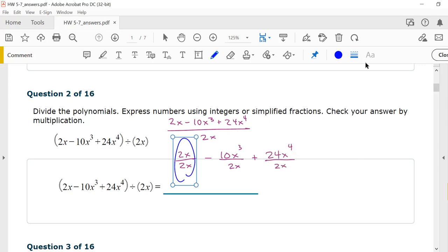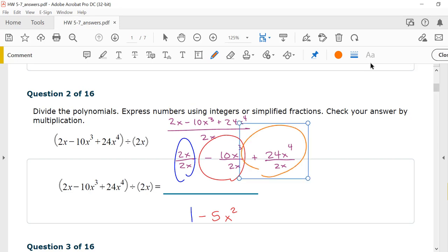First term, 2x over 2x, that's just 1. Minus 10 over 2 is 5. X cubed over x, 3 minus 1 is x squared. So here's this term. And the last term, plus 24 over 2 is 12. X to the fourth over x leaves me with 4 minus 1 is x cubed.